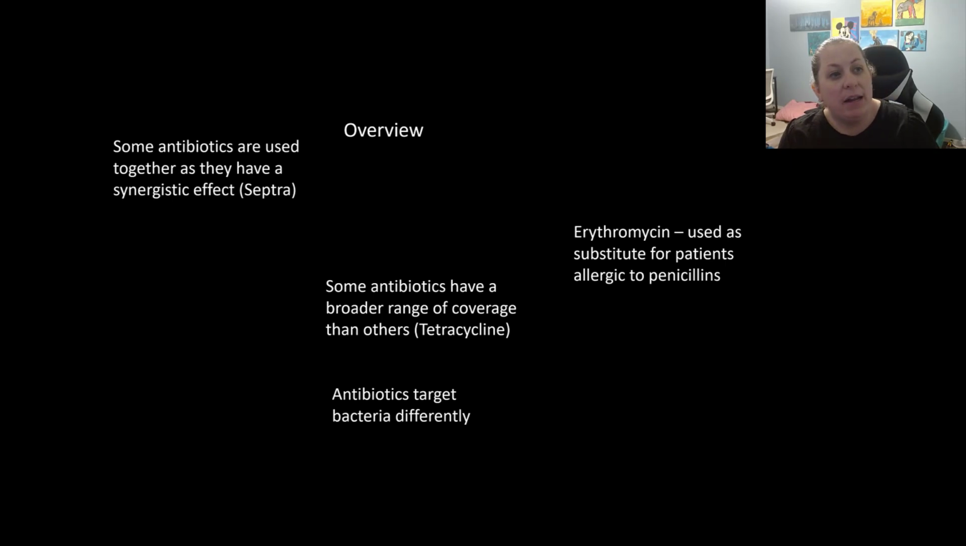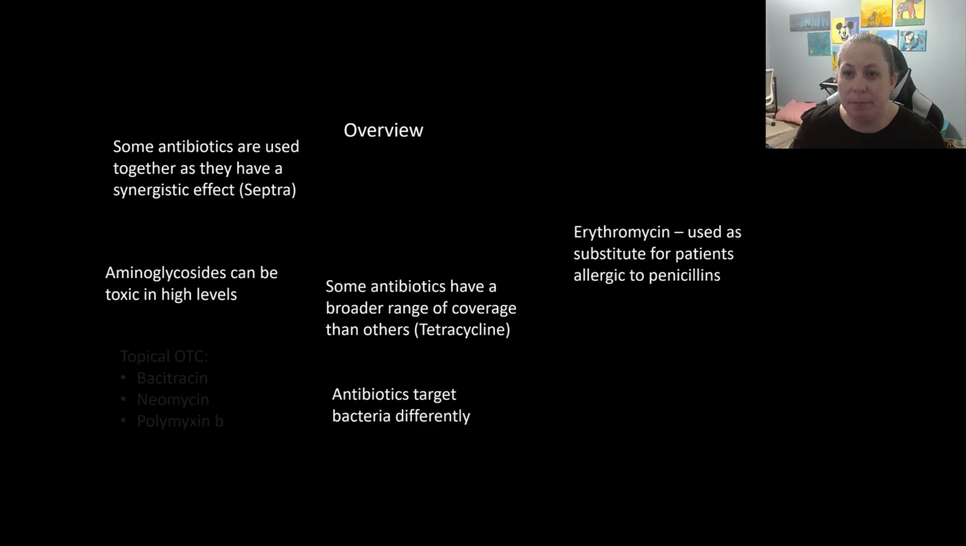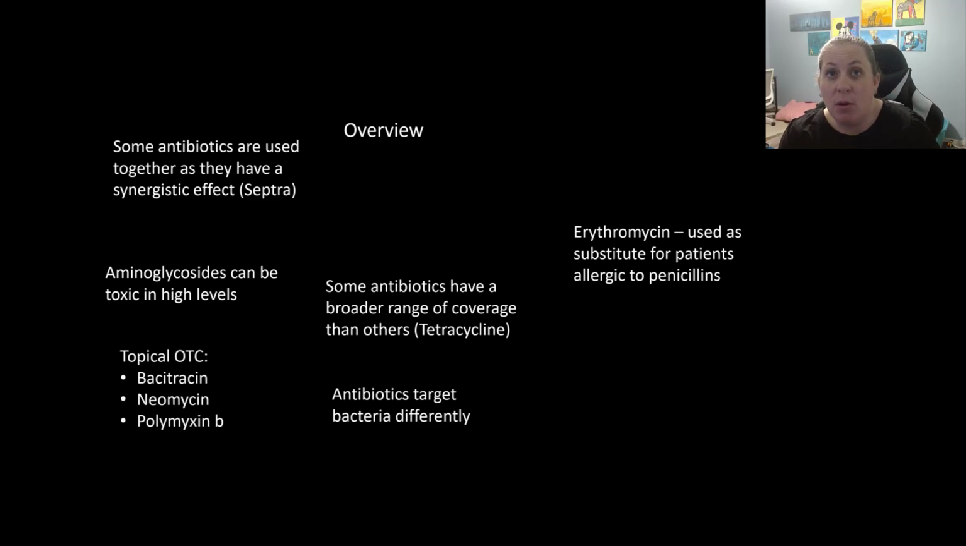Next, some antibiotics are used together because they have a synergistic effect. They work best when both are present, and the main one that we talked about today was Septra. Aminoglycosides, that type of antibiotic, can be toxic at high levels, so we have to be careful and continually watch to make sure the patients stay within the therapeutic levels in that group. There are some topical over-the-counter antibiotics out there. Topical meaning they go on the skin. These include bacitracin, neomycin, and polymyxin B.